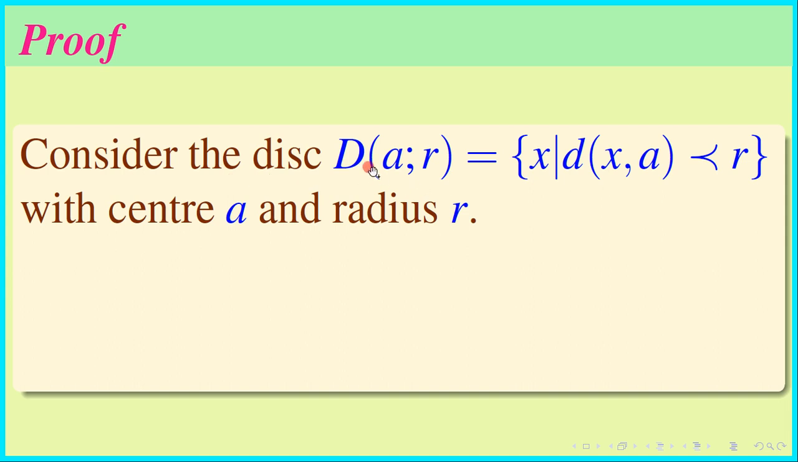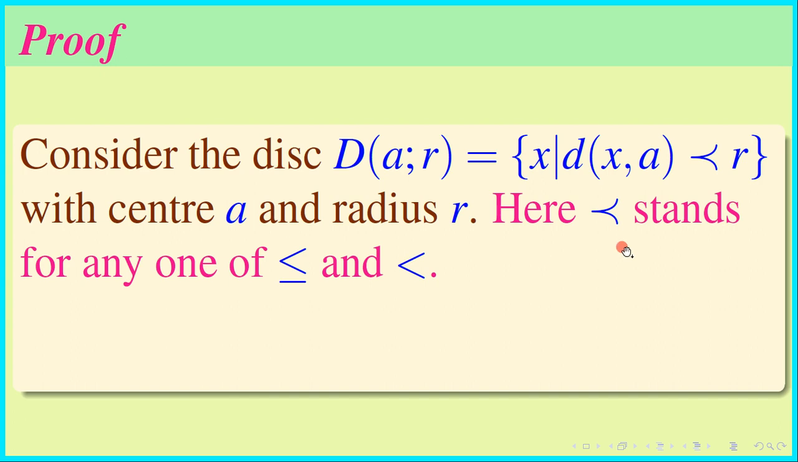Proof. Consider a disk D(a,r), which is the set of all x such that d(x,a) is either less than or less than or equal to r, with center a and radius r. Here this particular symbol stands for any one of these two symbols. You can use this in place of this or this in place of this, both will work.